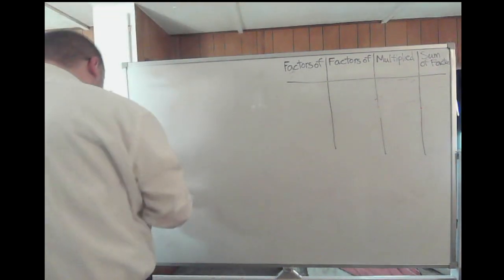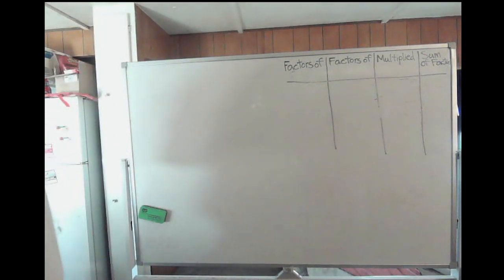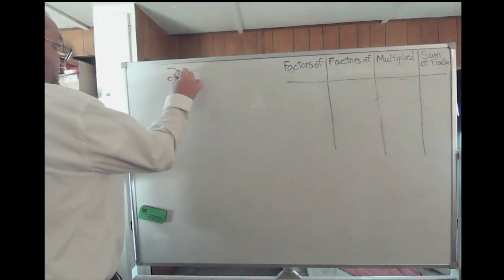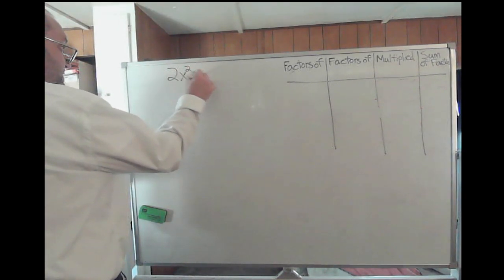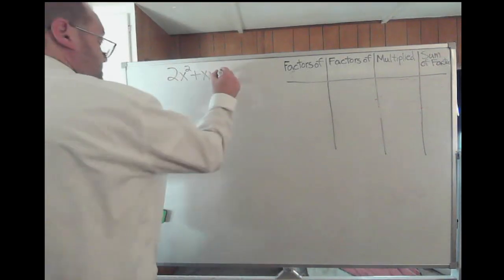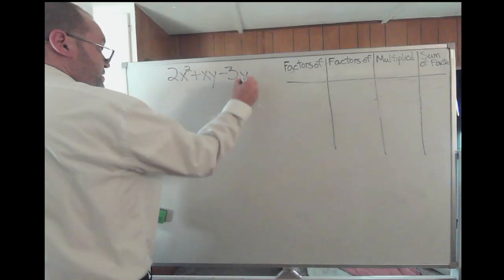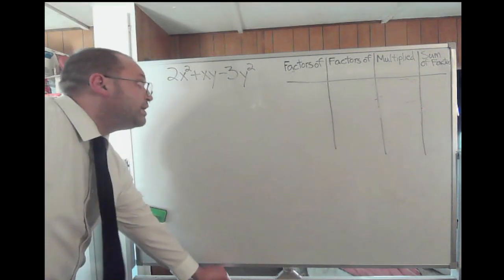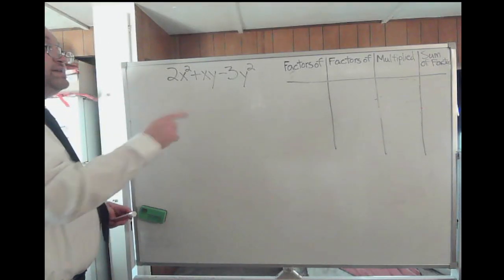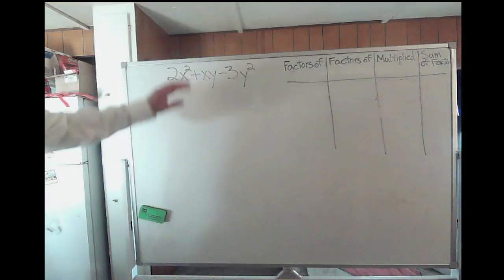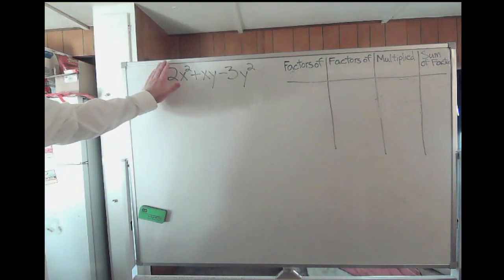All right, two more. Let's see, we got 2x squared plus xy minus 3y squared. All right, so we got 2x squared plus 3xy minus 3y squared. All right, making sure y'all could see it.